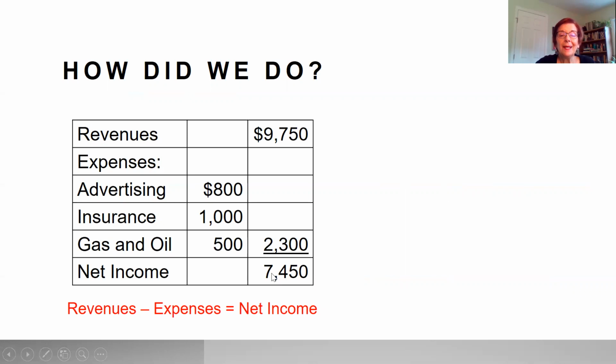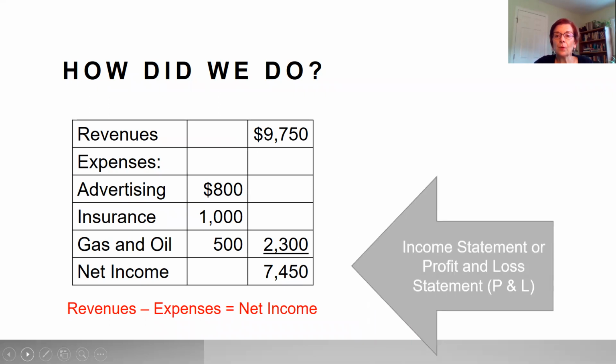So we call this net income. All right, so the revenue is kind of like the gross amount. That's the total amount of money that came in, but that's not all yours, right? Because you had to pay the expenses. So we end up with $7,450 in net income. So this is one of the equations that we use in accounting. And it's revenues minus expenses gives you net income. All right, so this company had $7,450 in net income during this quarter.